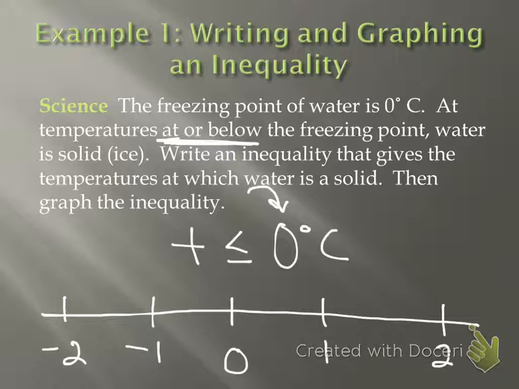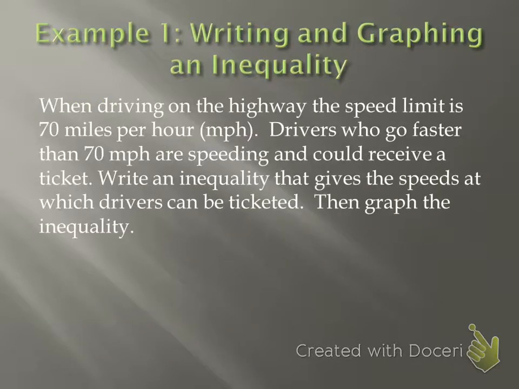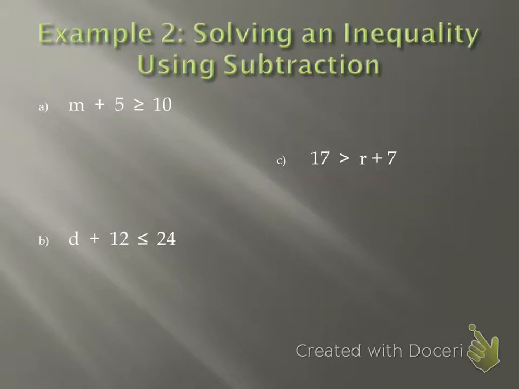Okay? Now I need to decide, do I have an open dot or a closed dot? It's closed, because can my solution be 0? Yes, it can be equal to 0. So it's going to be a closed dot. And since it's less than, my arrow is going to go to the left. All right, so now let's look at example 2.